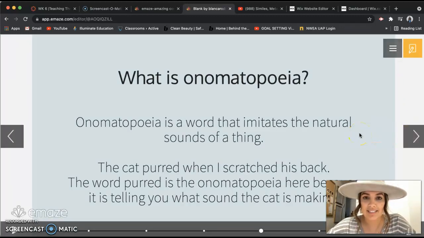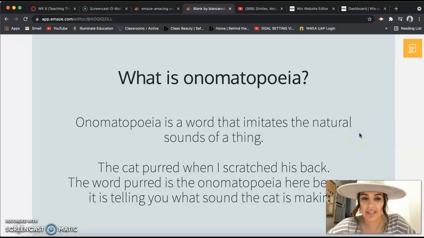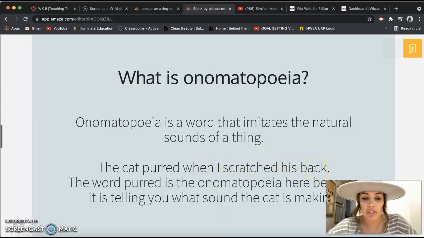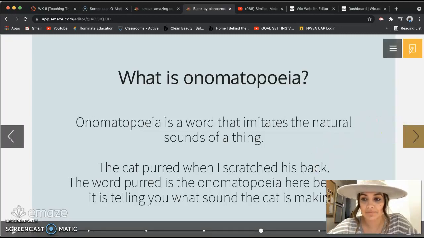All right, moving on to the next one. Onomatopoeia. What is onomatopoeia? Onomatopoeia is a word that imitates the natural sounds of a thing. So here the example says, the cat purred when I scratched his back. The word purred is the onomatopoeia because it is telling you what sound the cat is making.